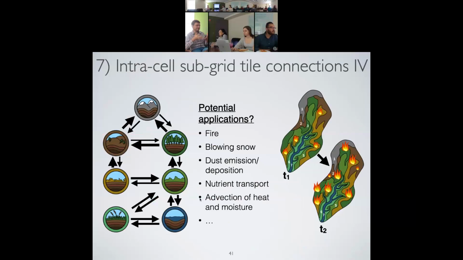The idea of this would be like for fires. So if you know this is your connectivity happening between them, you could effectively propagate fires between the tiles. And this applies to fire, blowing snow, dust emission and deposition, nutrient transport, advection of heat and moisture, etc. So that's where I'm currently going with this. I'm very excited about this direction because I think there's a lot of potential, but there's also a big headache in trying to answer these questions of wind and how to downscale wind.